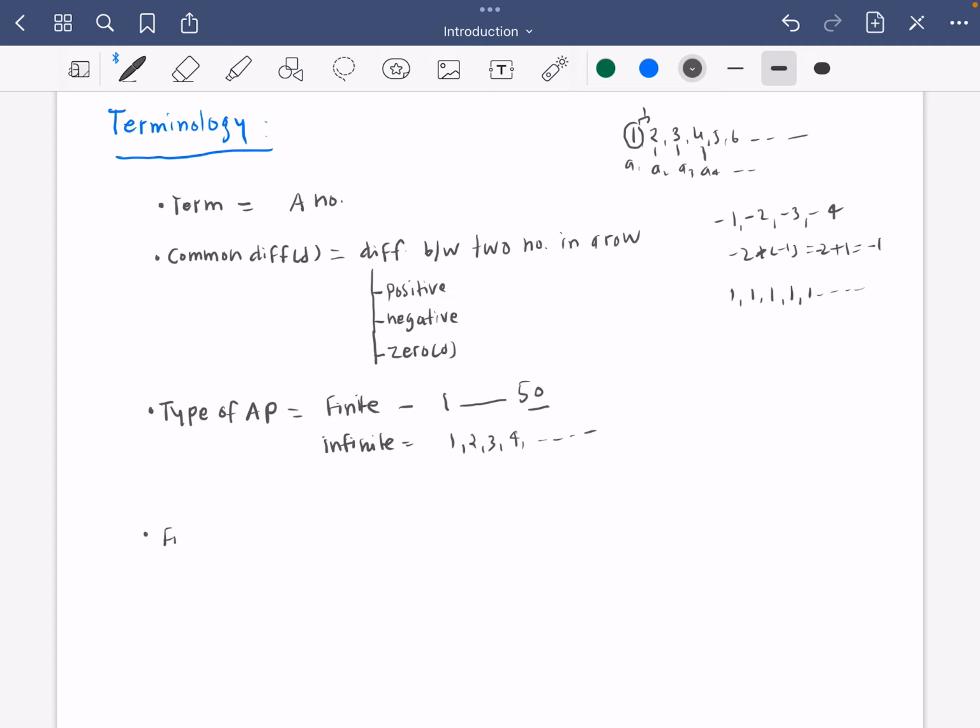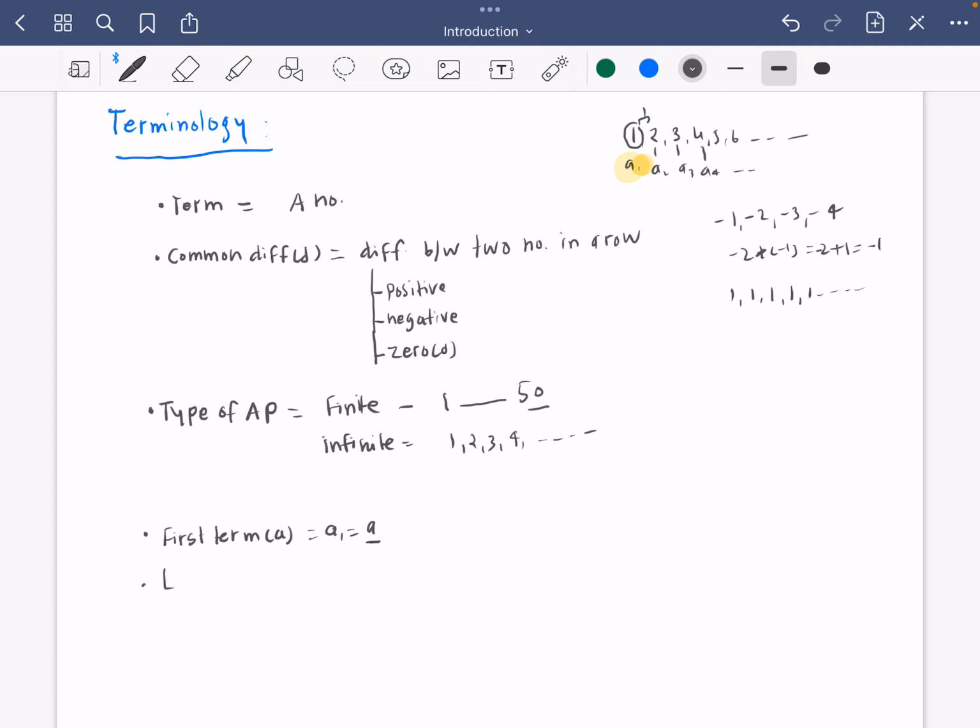First term is denoted by A. But here if you see, the first term I've written as A1. You can write it as A1, but the AP starts with this term, so we denote it not by A1, rather by A. So the first term is A, where the AP starts. You can also write it as A1, but the convention is A, the first term.